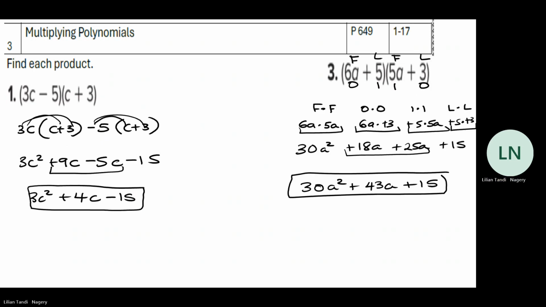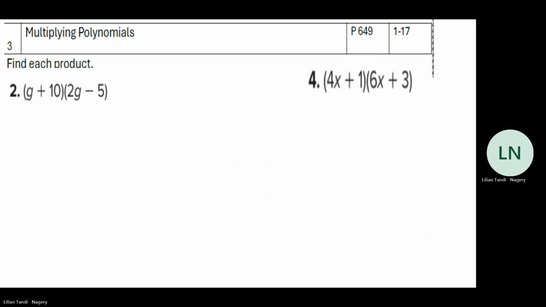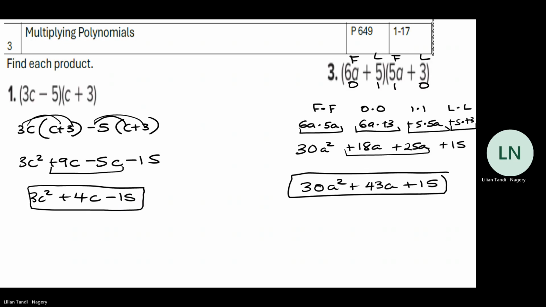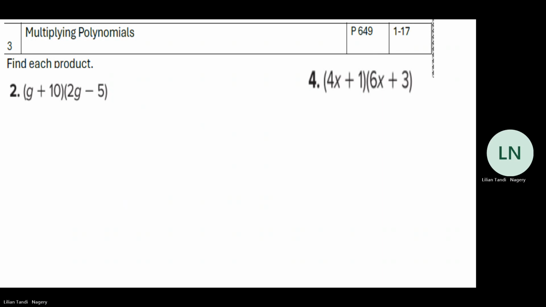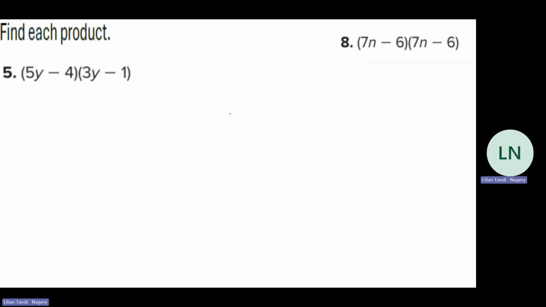Okay. Why is this repeating? Okay, let's do this one. So this and this becomes what? What method are we doing? FOIL. Let's practice FOIL. These are my first. These are my outs. These are my ins. These are my lasts.